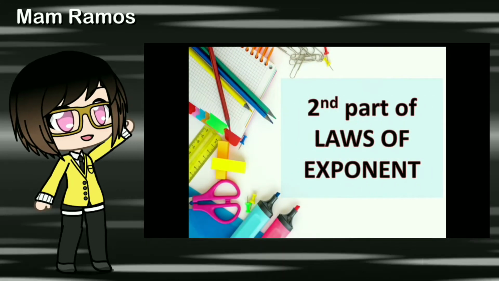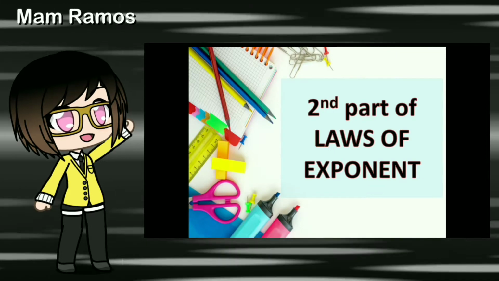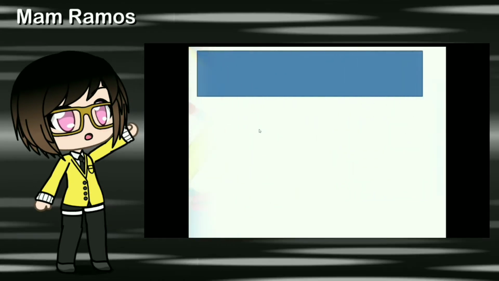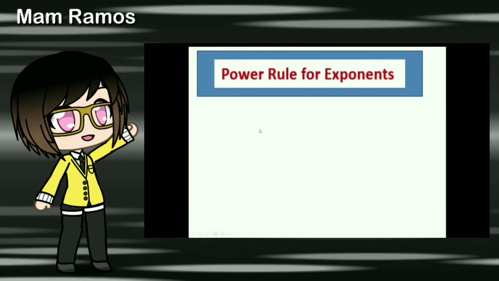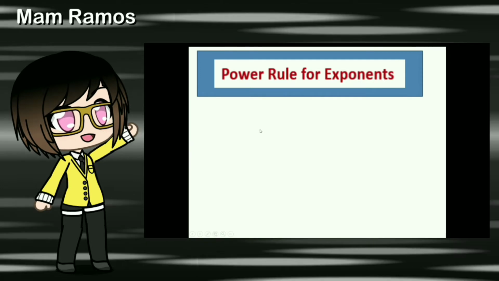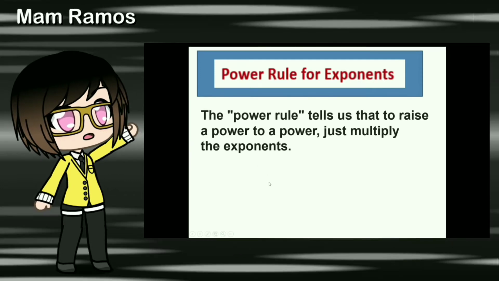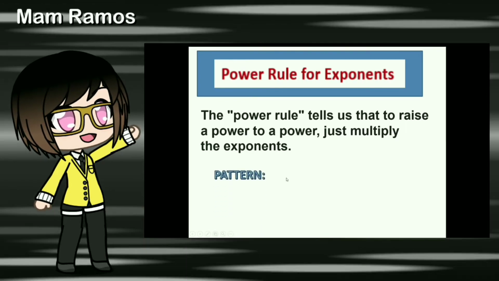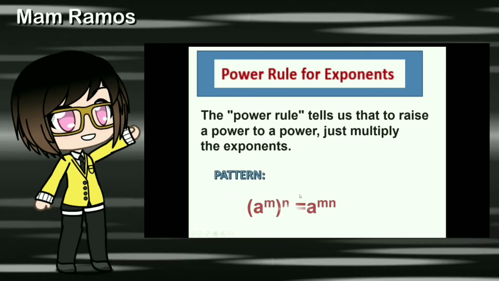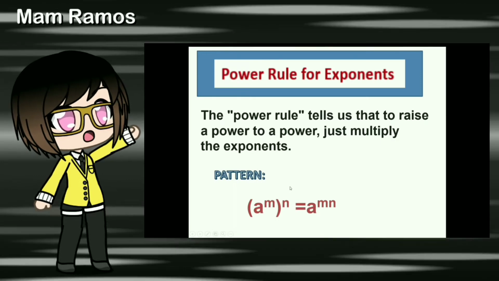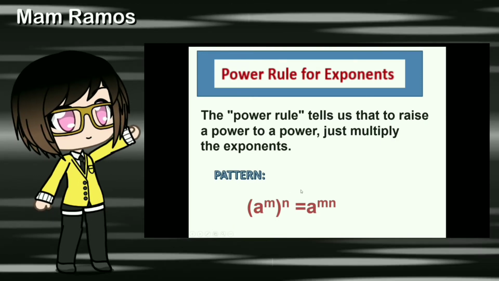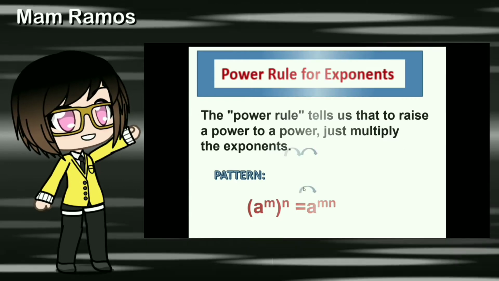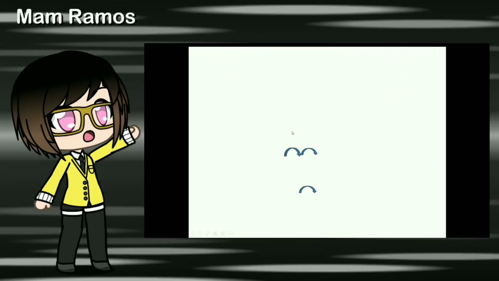For today's lesson, we will continue the second part of laws of exponent. We have the power rule for exponents. The power rule tells us that to raise a power to a power, just multiply the exponents. We have the pattern: quantity a to the m power raised to the n is equal to a to the mn. We simply multiply the exponent a inside the quantity and outside the quantity.